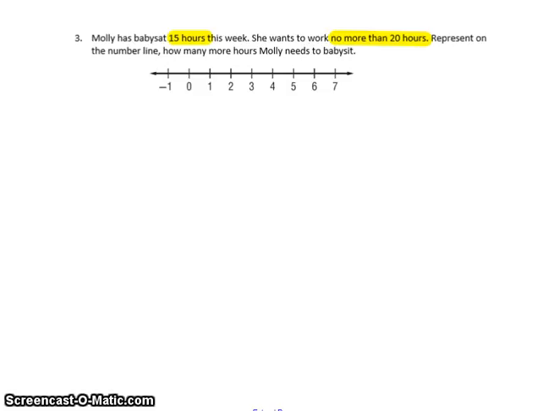Alright, so she's worked 15. Okay, but she doesn't want to work more than 20 hours. So the max she wants to work is 20, and I need to find the difference between these two numbers. So 20 minus 15 will give me 5. So what I know is that I need to mark 5 on my number line. But what I need to figure out is what inequality, so I know if it's a shaded in circle or an open circle, and if it shades to the left or to the right.